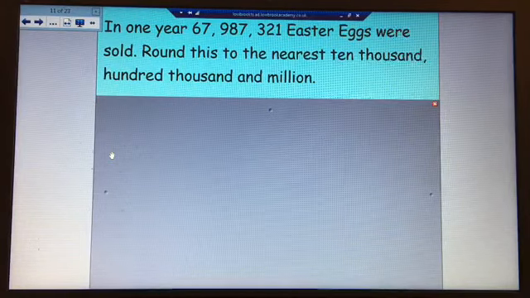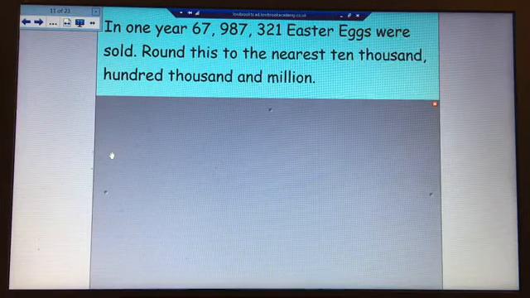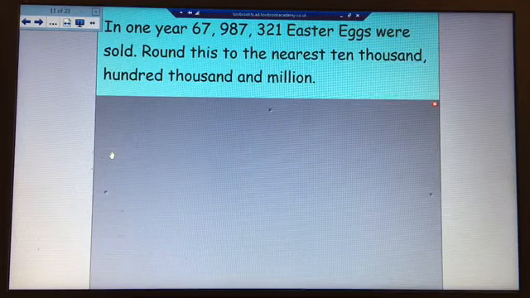Okay, in 1 year, 67,987,321 Easter eggs were sold. Round this to the nearest 10,000, 100,000 and million. Again, if you've forgotten how to do rounding, I suggest you go back and look at the 40-minute maths rounding one and refresh your memory before you try and crack this.